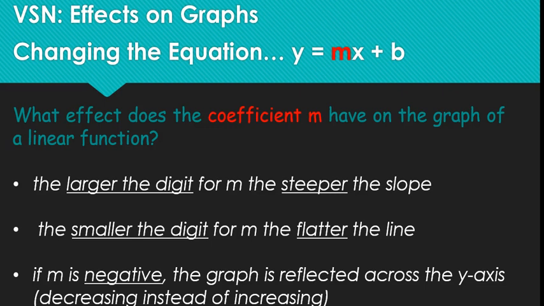Now, what I'm saying is digit because if m is negative, the graph is reflected across the y-axis. It does not change its steepness. The sign does not. The size of the number does. So, if we have a slope m of 10, it will be steeper than a slope of 1/2. Okay? So, the smaller numbers have a flatter line, the larger numbers have a steeper line.